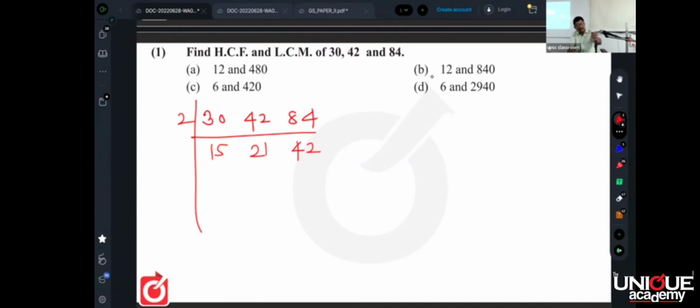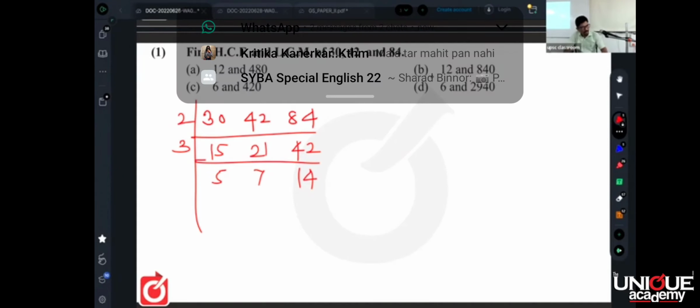15 and 21 being odd are not divisible by 2, right? We have to think of another prime number commonly dividing all three numbers. If so, we have the prime number 3, by which all are divisible. 3 5s are 15, 3 7s are 21, and 3 14s are 42. So on dividing the numbers by 2 and 3 commonly, the quotients are 5, 7, and 14, of which 5 and 7 are prime numbers. No common divisor will be there.